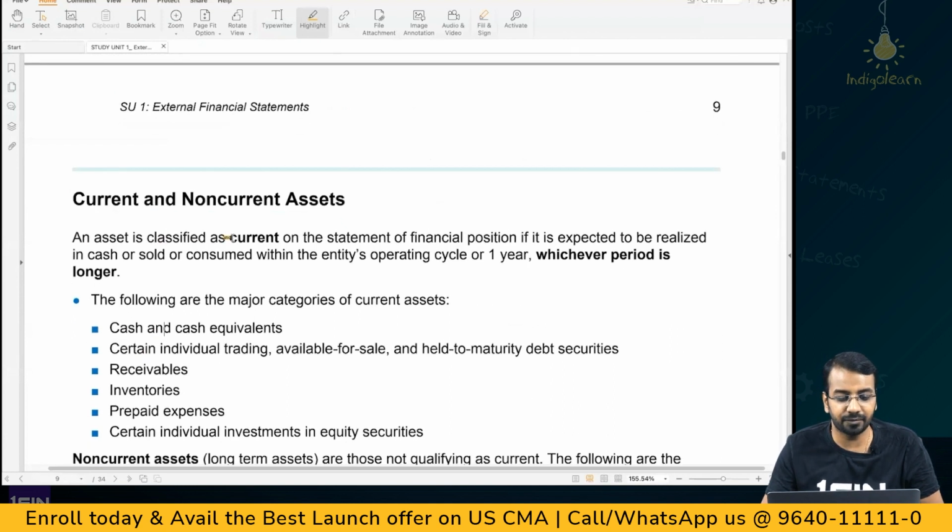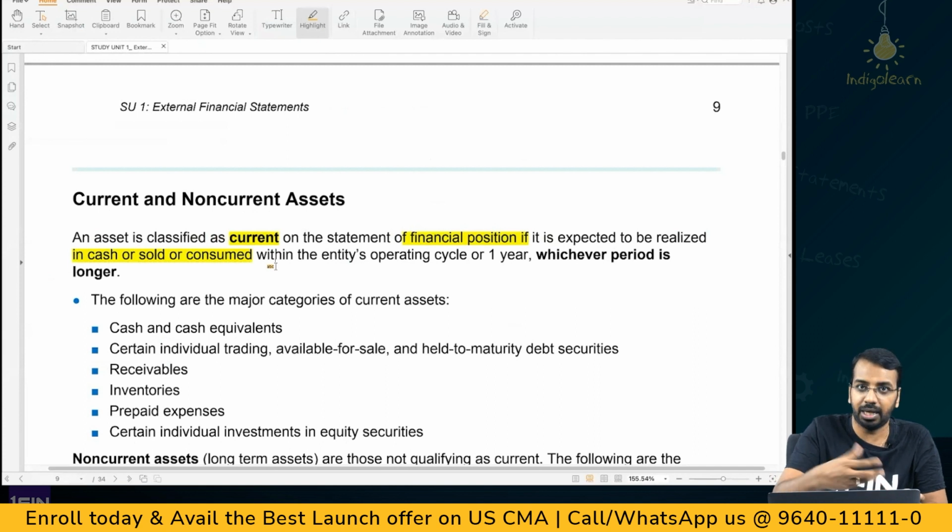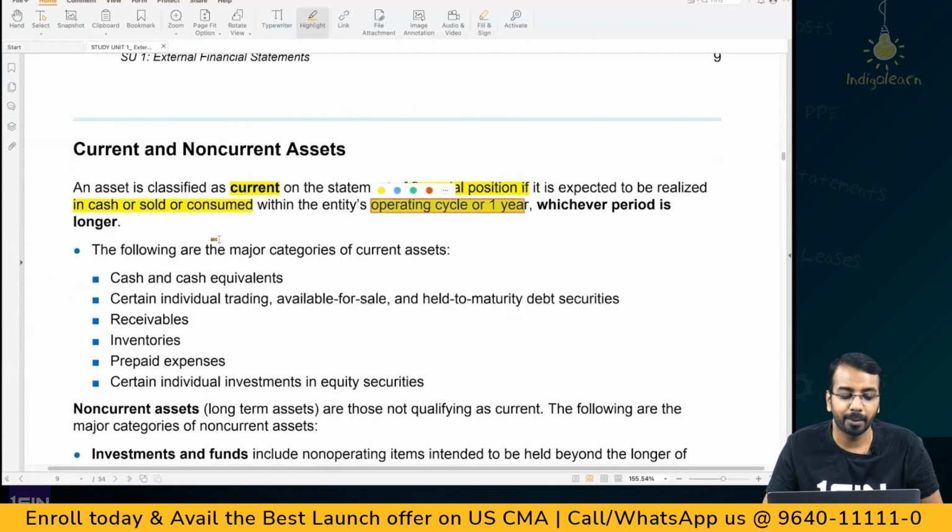An asset is classified as current on the statement of financial position, that is our balance sheet, if it is expected to be realized in cash or sold or consumed. So either you will realize the asset, or you will sell the asset like inventory, or you will consume inventory, within the entity's operating cycle or 1 year, whichever is longer. So majorly cash is a current asset.